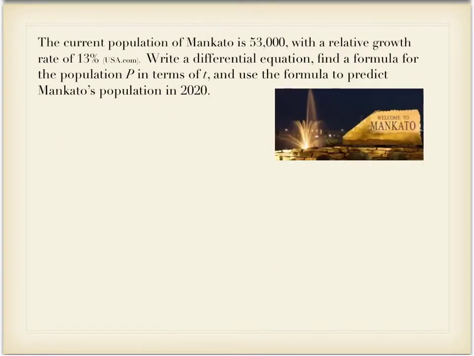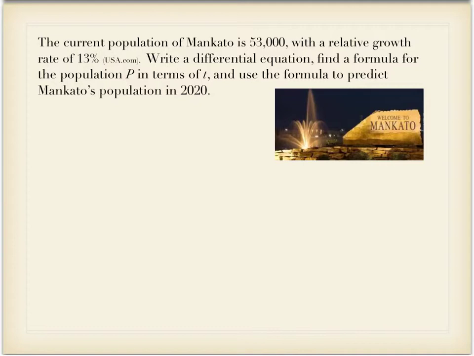Now we're going to look at an example here and see what we can deal with as far as that goes. Mankato currently has a population of about 53,000. That is with both Mankato and North Mankato, with a relative growth rate of 13%. That seems really high to me, but that's according to this particular website anyway. We would like to write a differential equation for that, find a formula for that population in terms of t, and then use that formula to predict Mankato's population in the year 2020. So I think you'll find this will be fairly straightforward here.